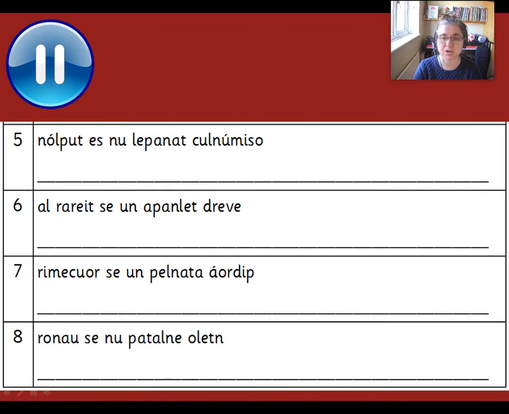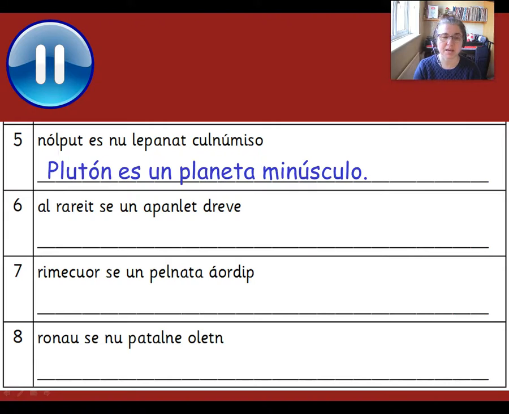So the first word, you know that's going to be a planet name. So which planet name is that first word? That's right, that one is Plutón. What's the second word? Es. The third word? Un. What always comes after un in these sentences? That's right, planeta. And then which adjective is that on the end? Can you work it out? That's it, minúsculo. So the sentence would be, Plutón es un planeta minúsculo. Press pause, have a go at the others, and press play when you're ready to see the answers.